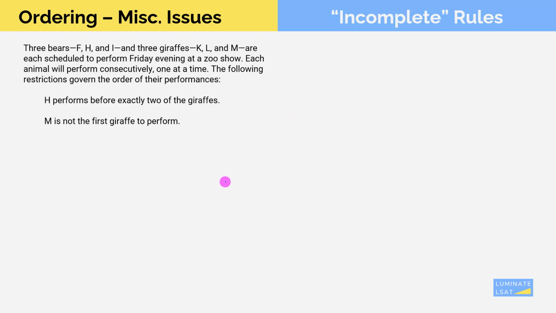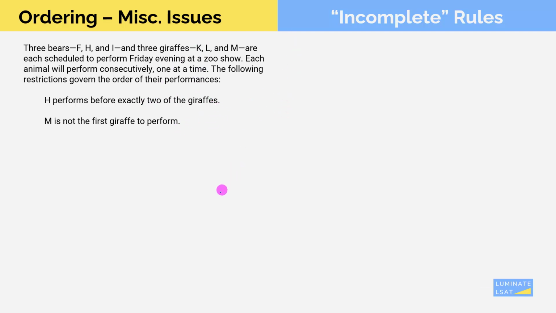There are some logic games that have what I like to think of as an incomplete rule. And to me, what that refers to is in a game where you have subcategories like this, where you have 3 bears, 3 giraffes, or in a game where you have letters that can go more than one time, an incomplete rule is a rule that explicitly tells you about one of those subcategory members, or maybe multiple of those subcategory members, but then there's some element of that rule that also tells you about the rest of them.